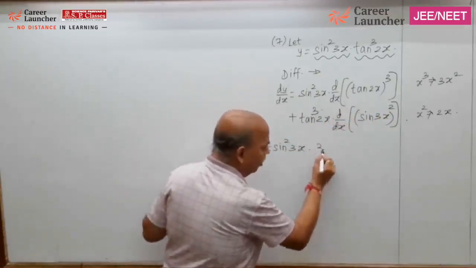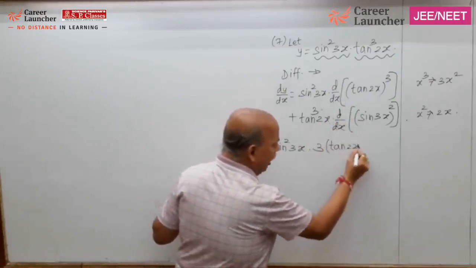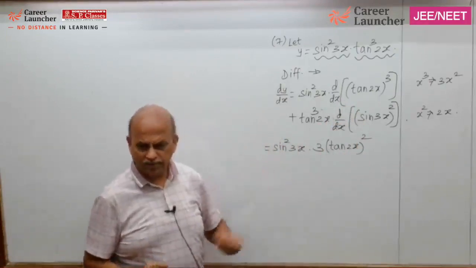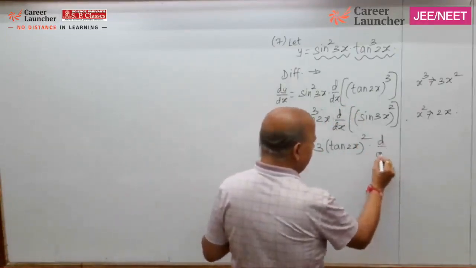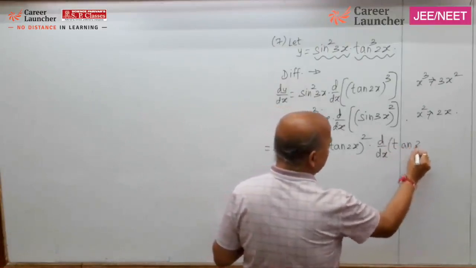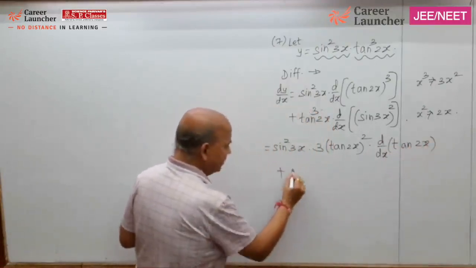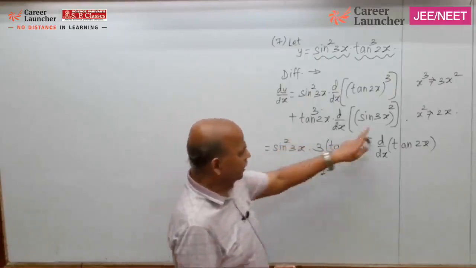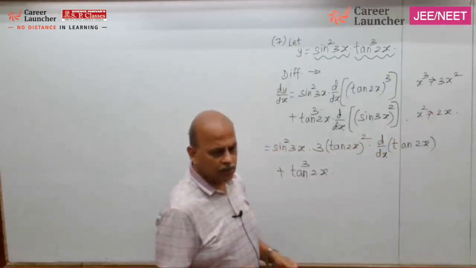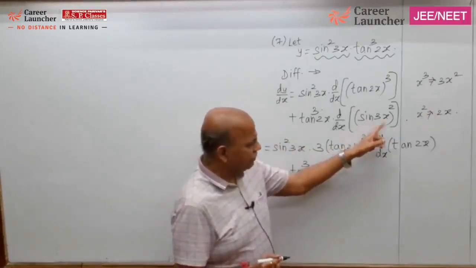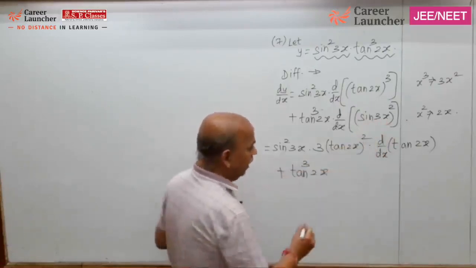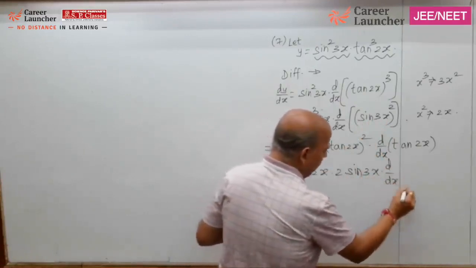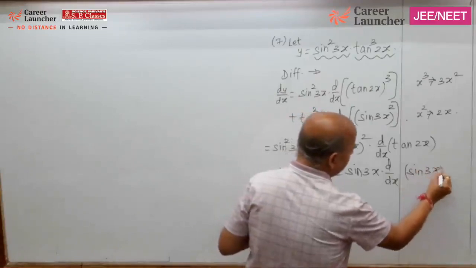So what do I write? 3 into tan 2x ka square. 3x square it is, but x will be replaced by the composite part, into d by dx of what? Tan 2x, plus tan cube 2x as it is. No change in that. Here, 2x: you told me the composite part is sine 3x. So what will it be? 2 sine 3x into d by dx of sine 3x.